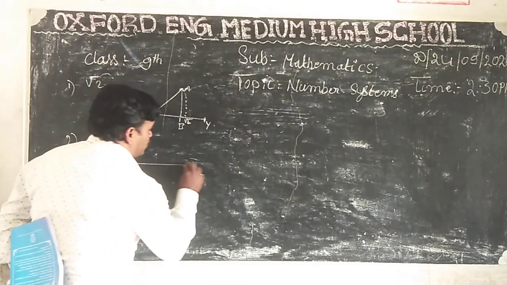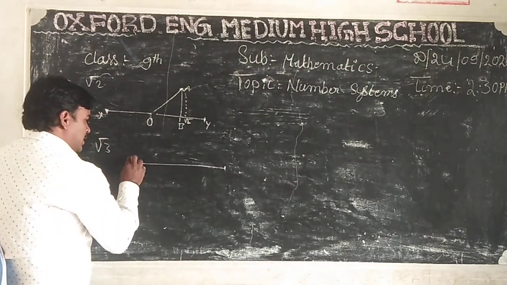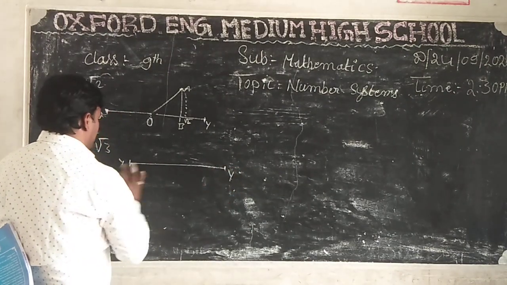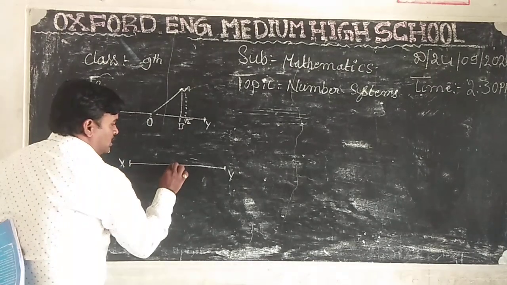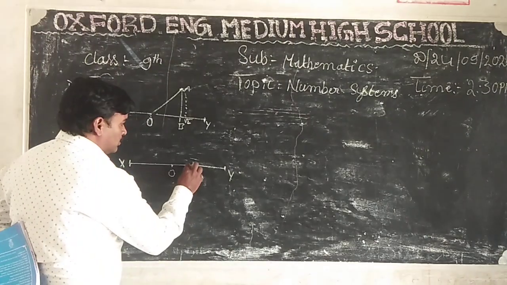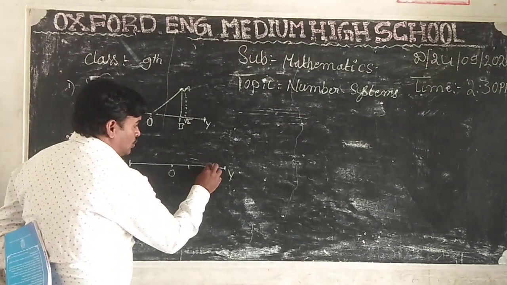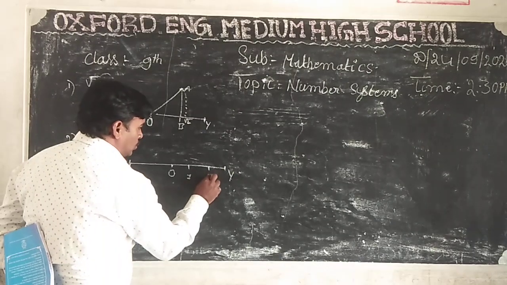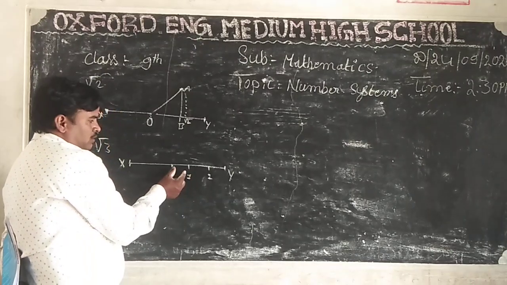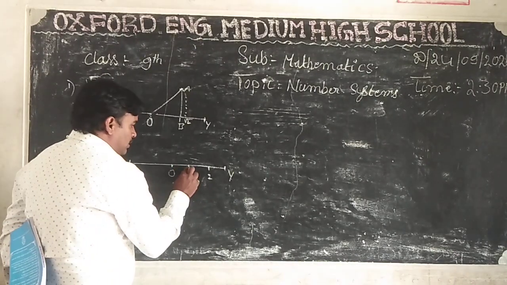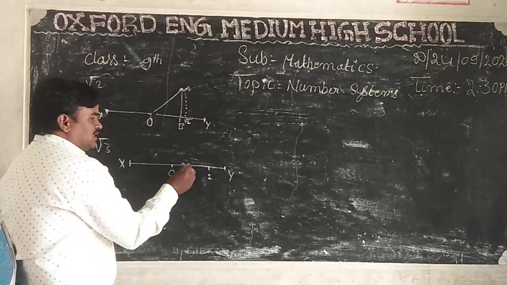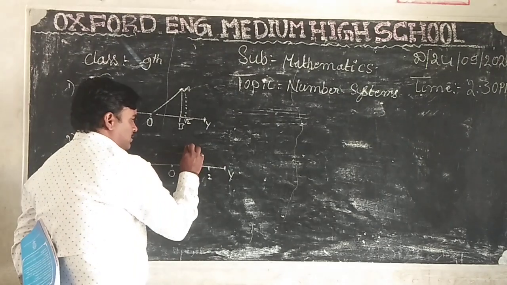Yes, the same procedure. Draw the number line XY, and mark the middle as 0 or O and mark 2 units: this is 1, this is 2. The same steps you follow here also. From O to B, whatever length you take, the same length you take here for AB.